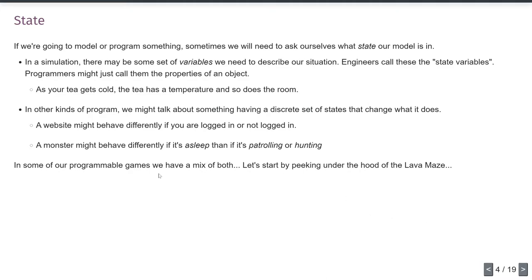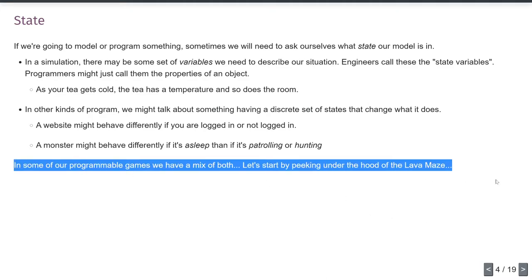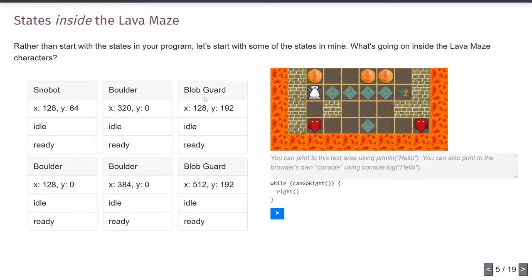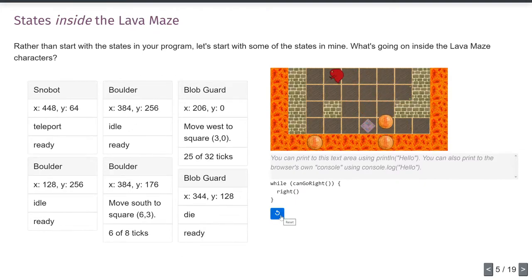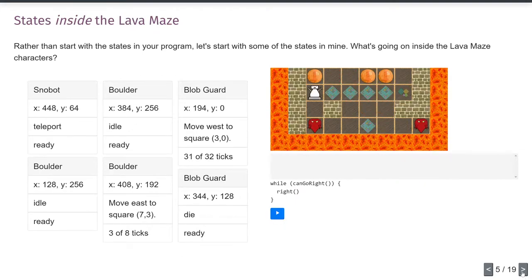We are possibly going to see a little bit of a mix of both of these, or at least we can do. So let me jump into the lava maze. Here is the lava maze, Snowbot and a couple of blob guards and a goal. Not a particularly difficult map to solve, but I've also extracted some of the state into some cards over here. If I press play, they're all going to change at once. It's going to be far too visually confusing. Okay, so we're going to hit reset on that, go to the next slide, and look at them one by one.